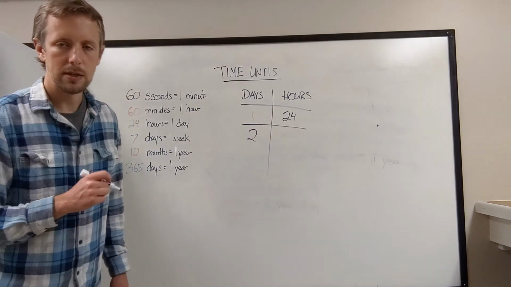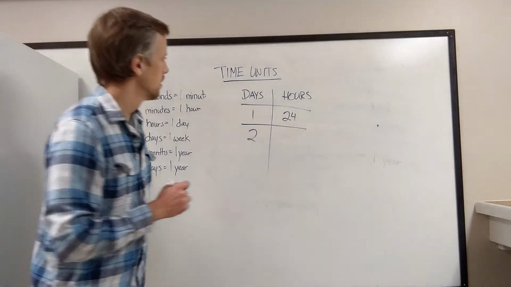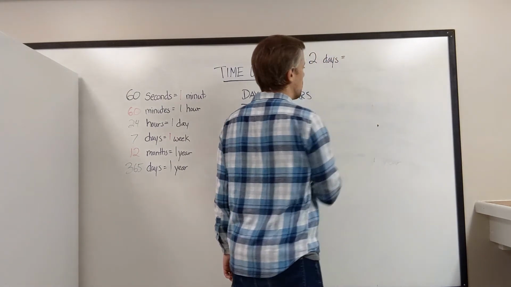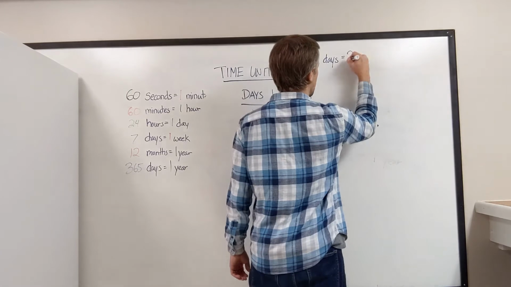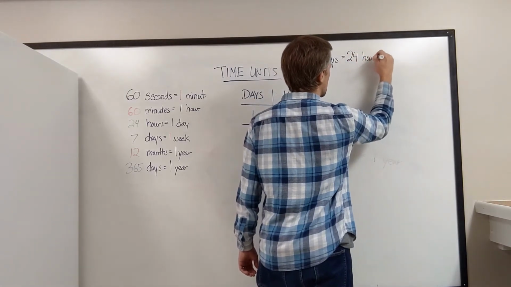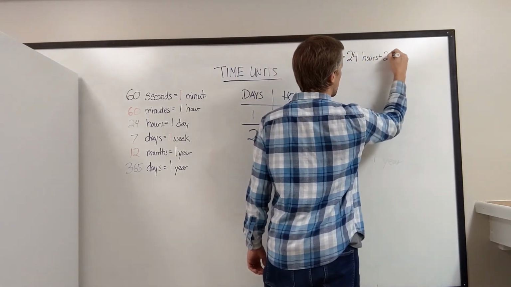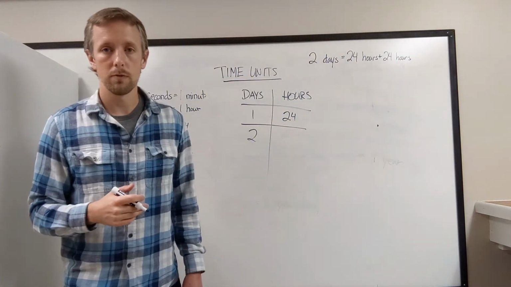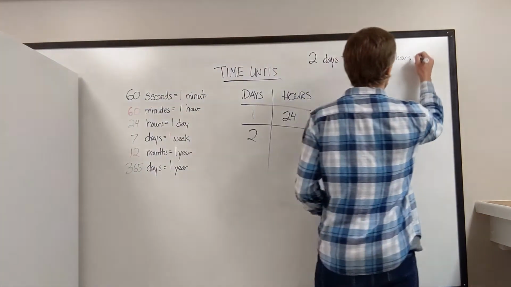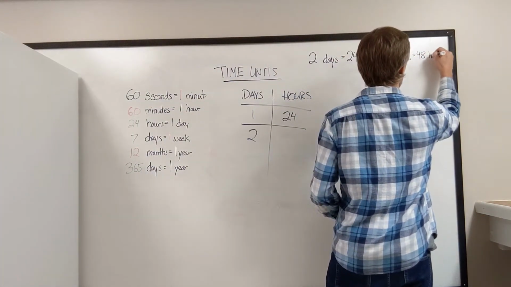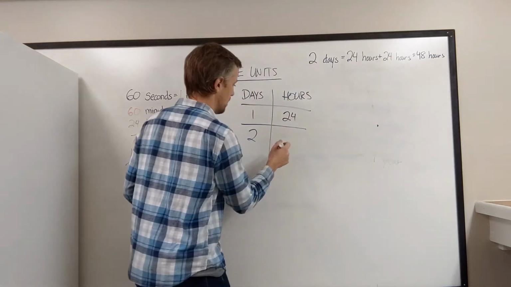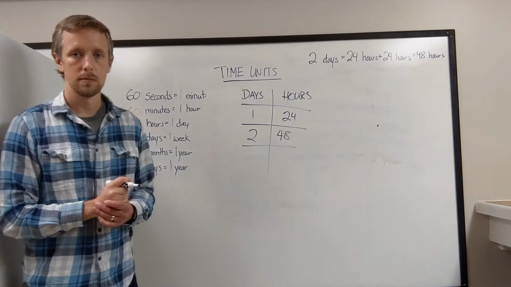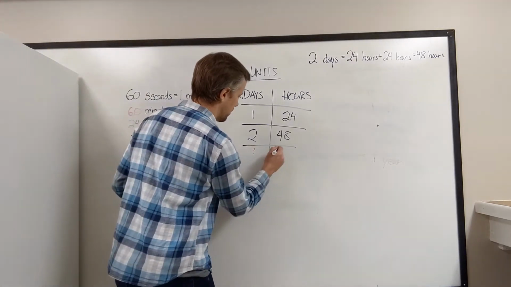How many hours makes 2 days? Well, 2 days is equal to 24 hours plus 24 hours. And 24 plus 24 is 48. So this is equal to 48 hours. So what goes here is 48. Okay? Let's skip a few here.